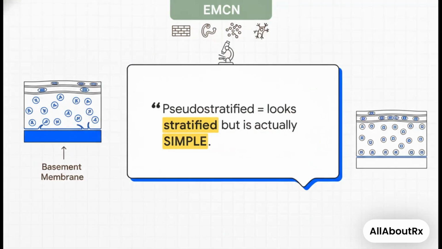Okay, grab your highlighters or star this in your notes because this is literally one of the most common trick questions you'll see on an exam. Pseudostratified columnar tissue, which you'll find lining your respiratory tract, looks like it's multi-layered because all the nuclei are floating at different heights. But here's the catch. Because every single cell still touches the basement membrane, it is strictly classified as a simple epithelium. Do not let the word pseudo trick you.